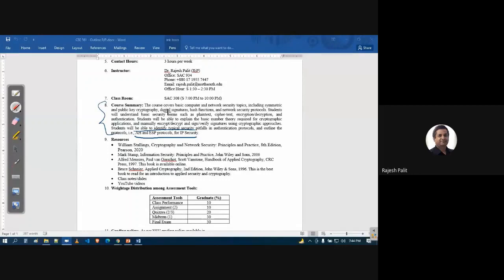In this course, I will not be following any particular textbook, but you can have this book, Cryptography and Network Security by William Stallings, a good book. We have copies in the library. There are a lot of other books. A couple of them are by Mark Stamp, Information Security, then Alfred Menezes. This book is available online, free of cost, an open book. Then Bruce Schneier, also a good book for applied cryptography.